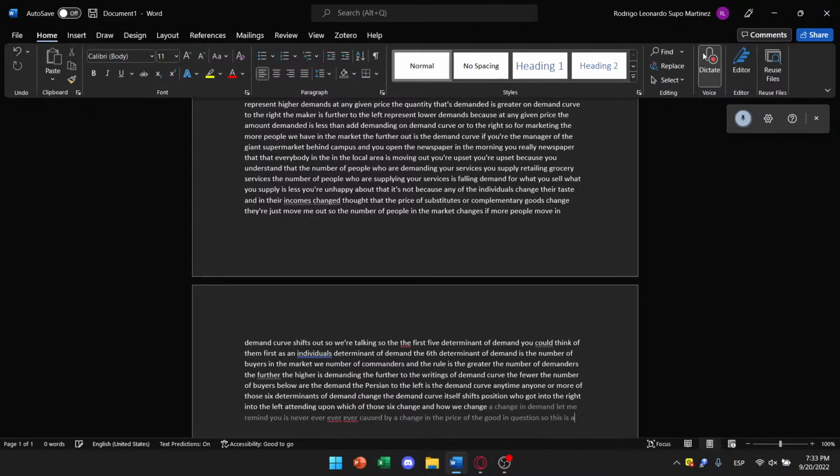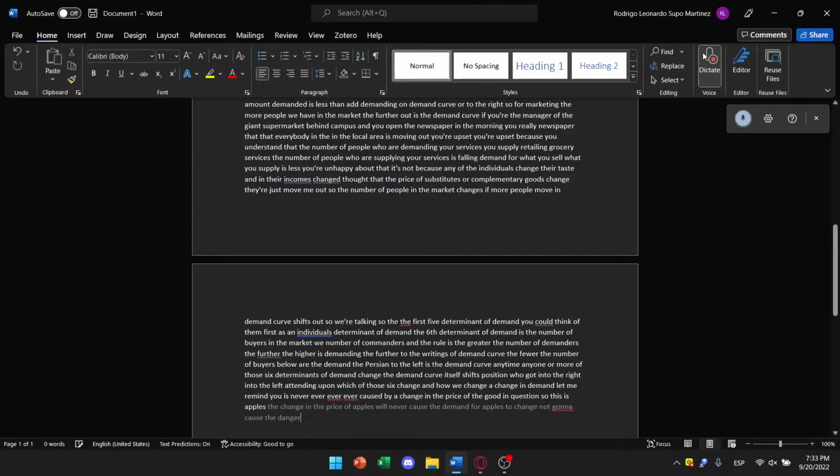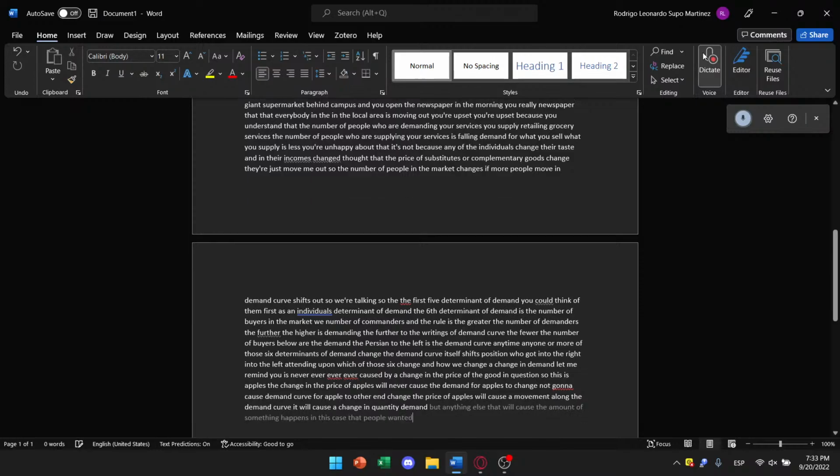So if this is apples, a change in the price of apples will never cause the demand for apples to change. It's not going to cause the demand curve for apples to move out or in. A change in the price of apples will cause a movement along the demand curve. It will cause a change in quantity demanded. But anything else that will cause the amount of something, apples in this case, that people want to buy to change, other than the change in the price of apples, is depicted by a shift of the demand curve, right or left, depending on what changes and how.